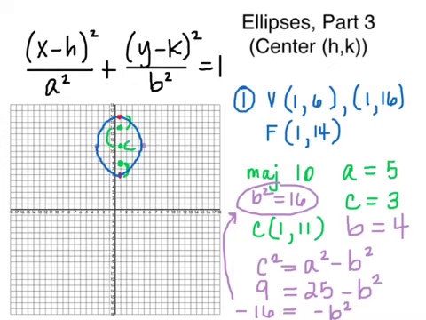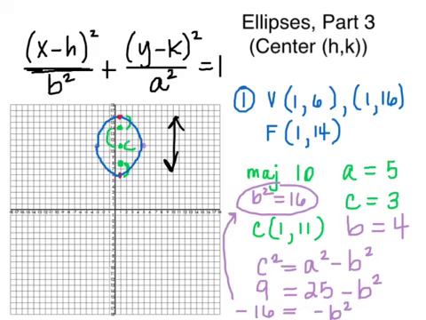So the A actually needs to be under the y, not the x. So we're going to switch our formula at the top, and we're going to put the A value under the y and the B value under the x, because this is a vertical ellipse. It's longer in the vertical direction, which is the y-axis direction, so it goes under the y.